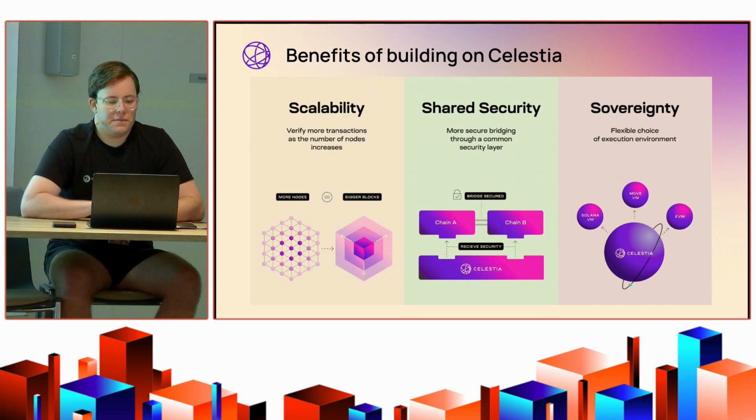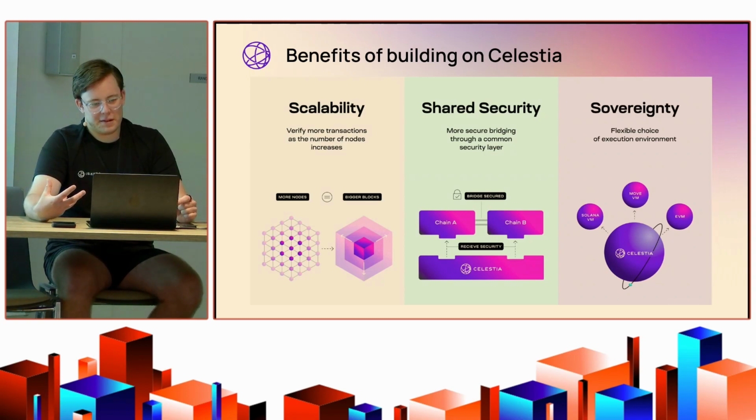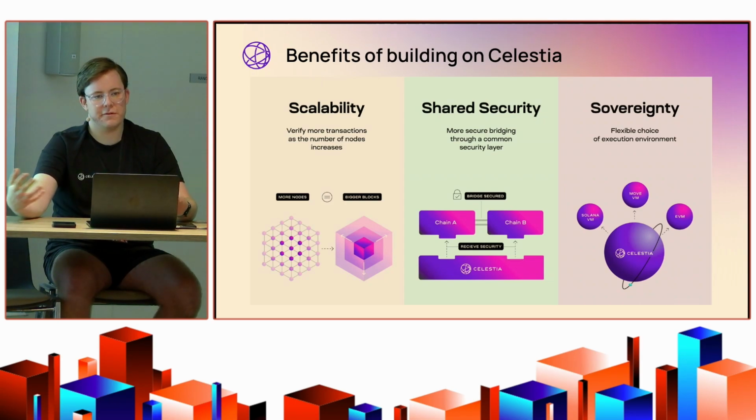So I think I've already touched on all of this, but the benefits, after we know about the nodes and the architecture of Celestia, the three things we're really trying to get out of this new paradigm are scalability, shared security, and sovereignty. You can see in the shared security section, instead of chain A and chain B each having their own consensus DA layers, they're linked together so that they can inherit the same security properties from the base layer.